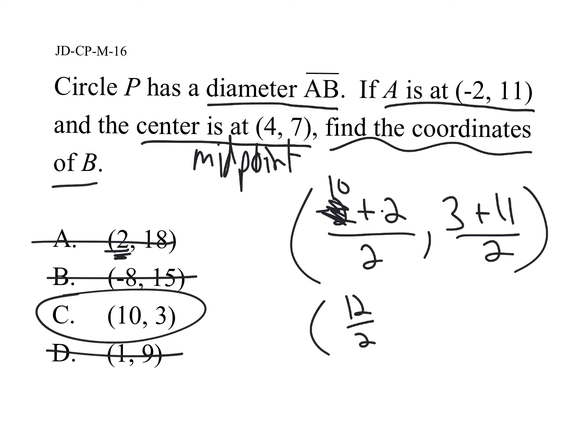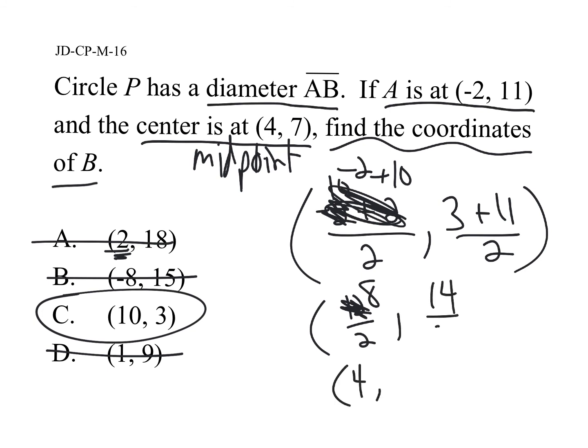Okay, I changed the wrong one here, sorry. This should be negative 2 plus 10. I was looking at the wrong thing. So that'd be 8 divided by 2, which is 4. And then 3 plus 11 is 14 divided by 2 is 7. So there's our 4, 7. And so that would work.